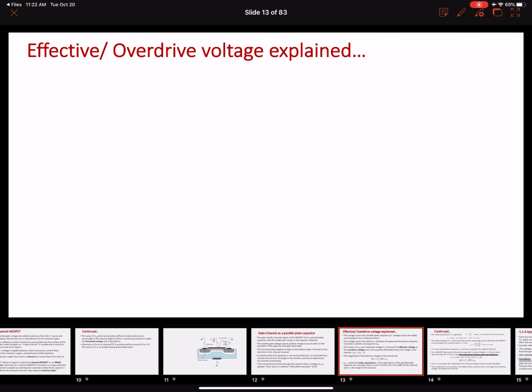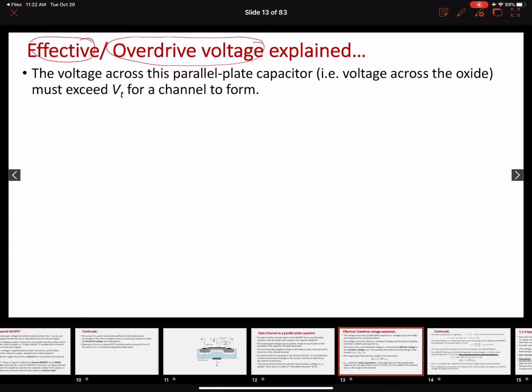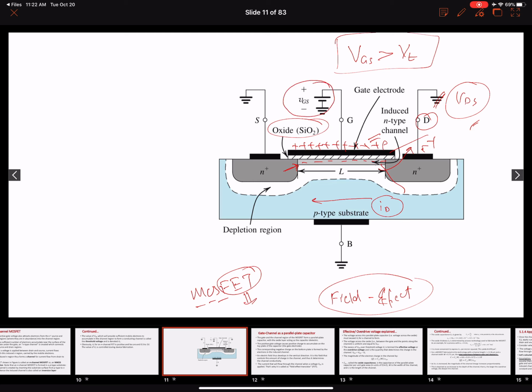Let's talk about another terminology that we're going to use very regularly in this lecture. That is called the overdrive voltage. You can also say it as an effective voltage. Going back to this picture, at the gate terminal, our gate voltage, which is the gate to source voltage here, needs to exceed the threshold voltage VT to induce a channel. If your VGS is less than VT, no channel will be induced. So there we are going to coin another term called the overdrive voltage, or effective voltage.